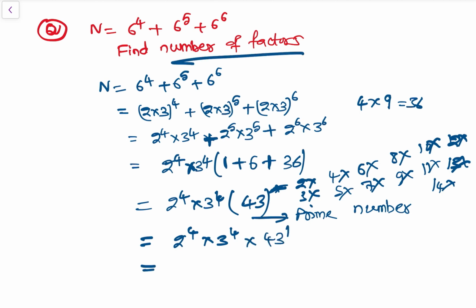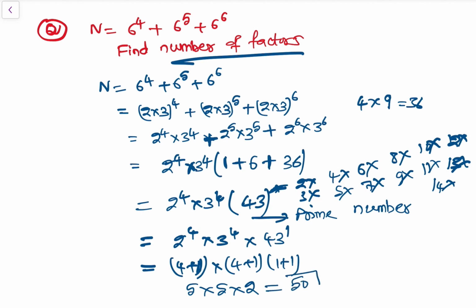So number of factors करना है, so 4 plus 1 into 4 plus 1 into 1 plus 1. So that is 5 into 5 into 2. So 5 5s are 25, 25 2s are 50. So 50 is the answer. So total number of factors of this number is 50.